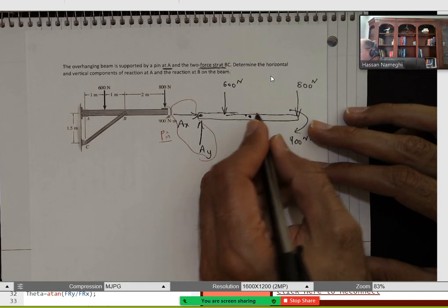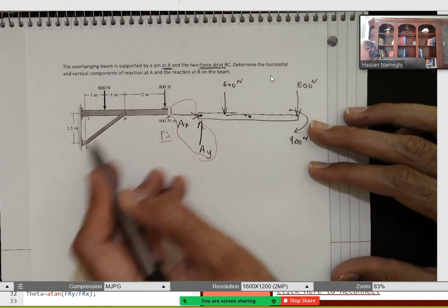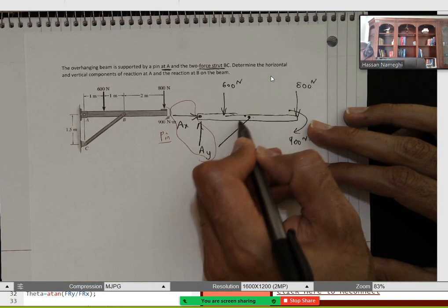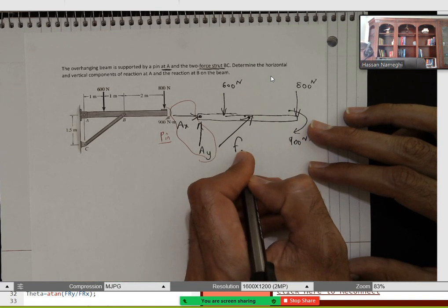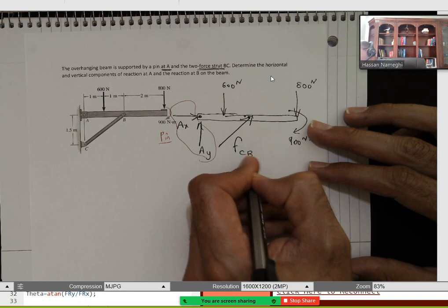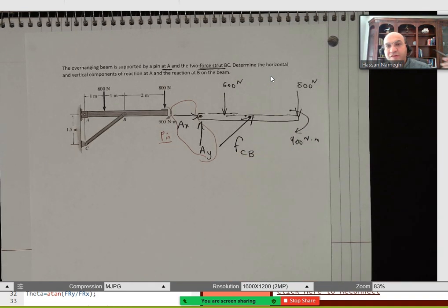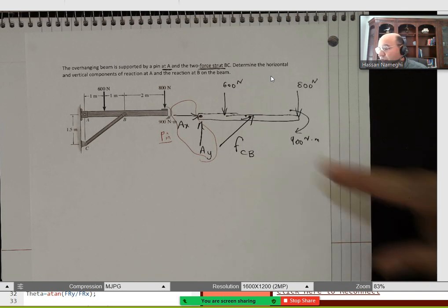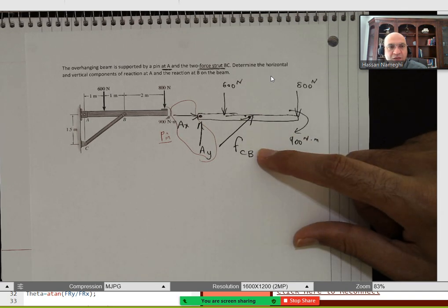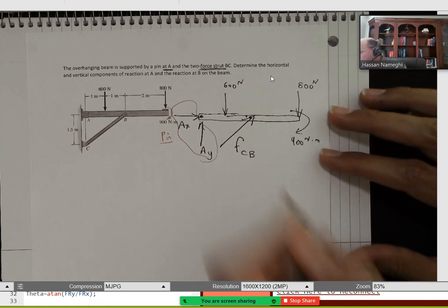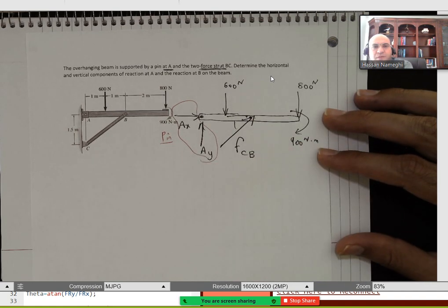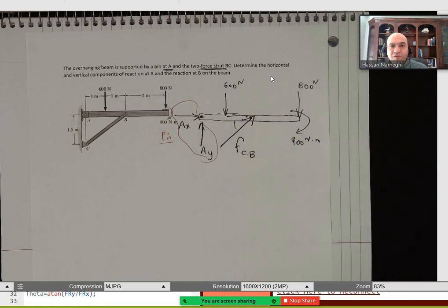Now at point B, I have the force FBC. I'm going to call it FBC, or I can call it FCB. That's the force coming from C to B. Now, can I put it the opposite way? Of course I can, because I don't know the direction of it at this moment. But again, I assume it this way. FCB is this way. Now the only thing I need is to find the angle here. Once we find the angle here, I can solve this, right?